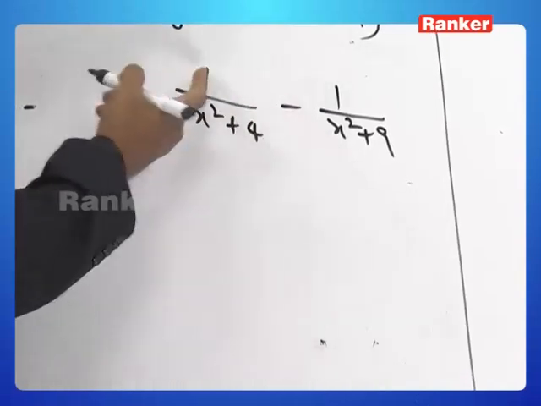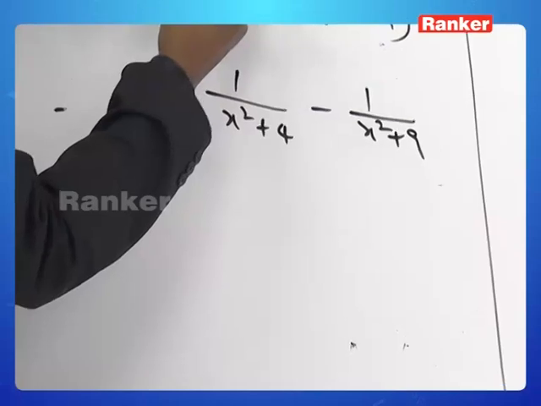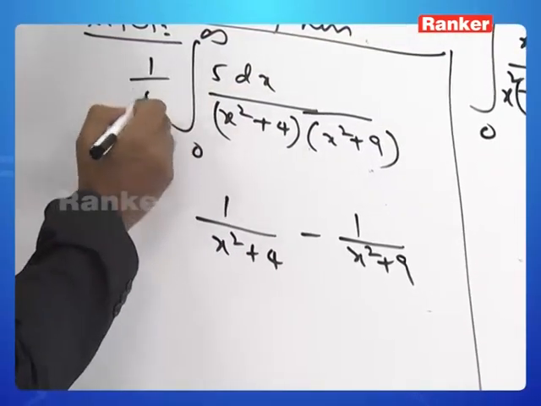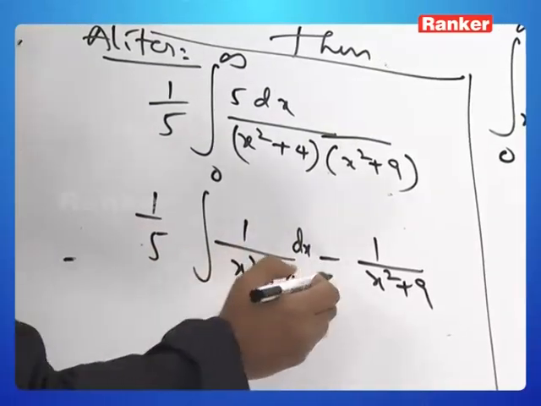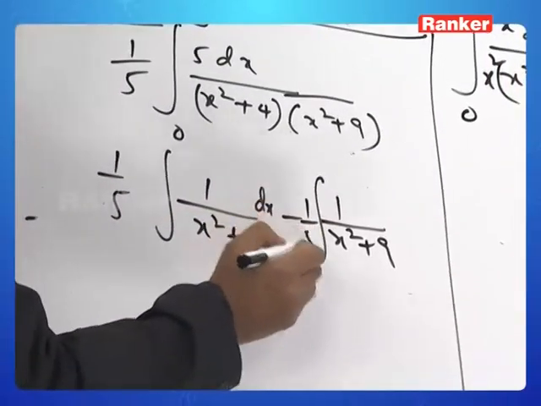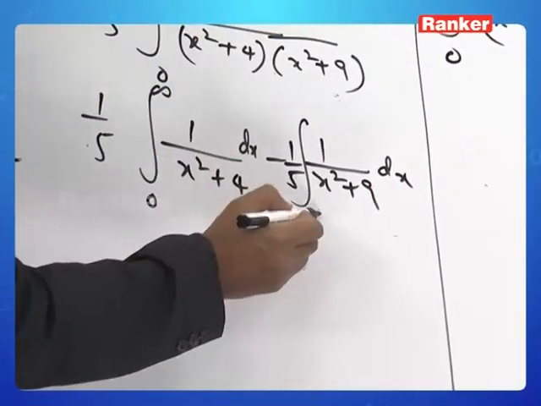What do we get? We get 9 minus 4, that is equal to 5, but then you do not have a 5, so what do we do? We multiply and divide by 5. So, 1/5 of integral of 1 by x square plus 4, minus 1/5 of integral of 1 by x square plus 9 dx, 0 to infinity.